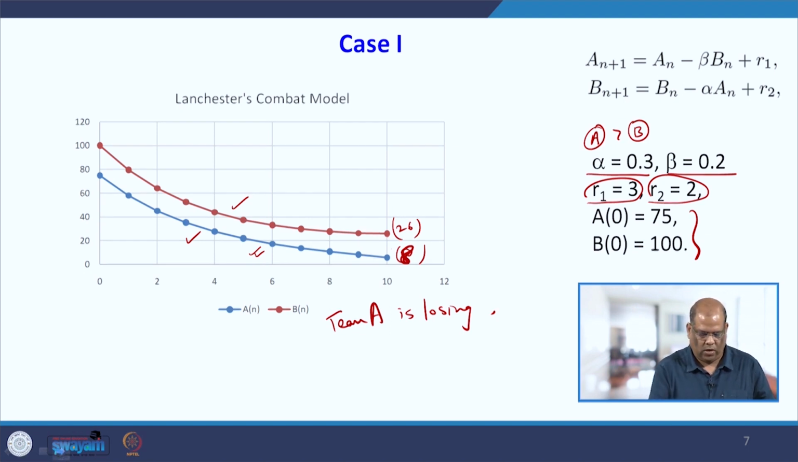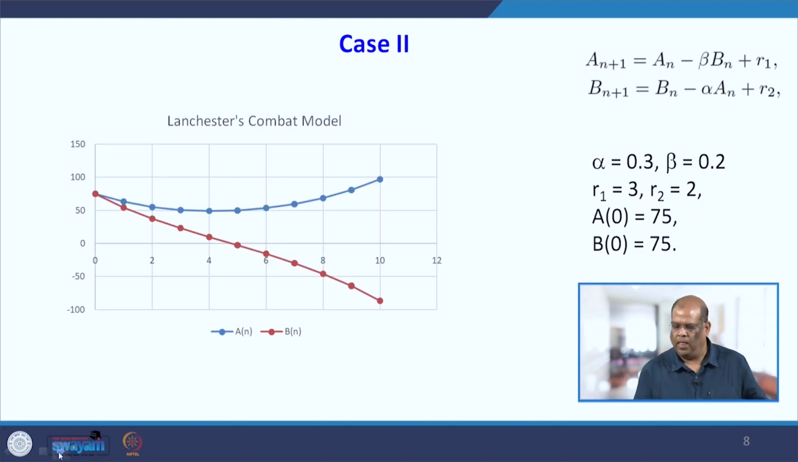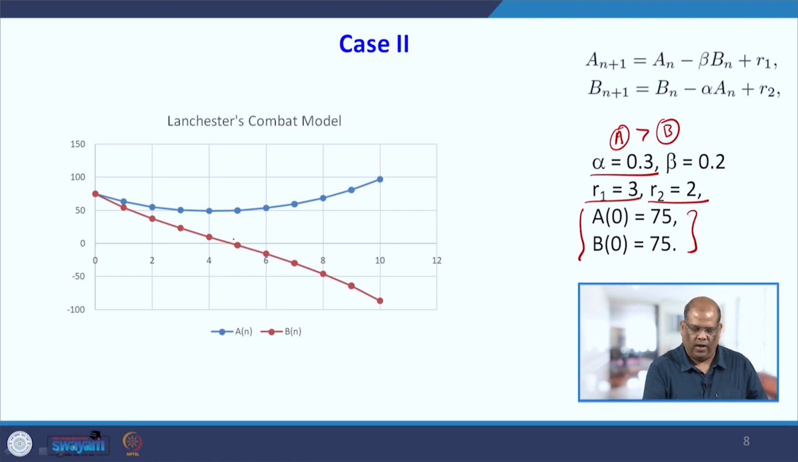Let us look into scenario 2. So, this is case 2. In case 2, both the teams have the same number, but here also team A's fighting effectiveness is more than team B, the reinforcement is more than team B, and obviously here your team A wins, because now the number of both team A and team B is 75. So, somewhere here your team B, all of them die, and team A wins the battle.